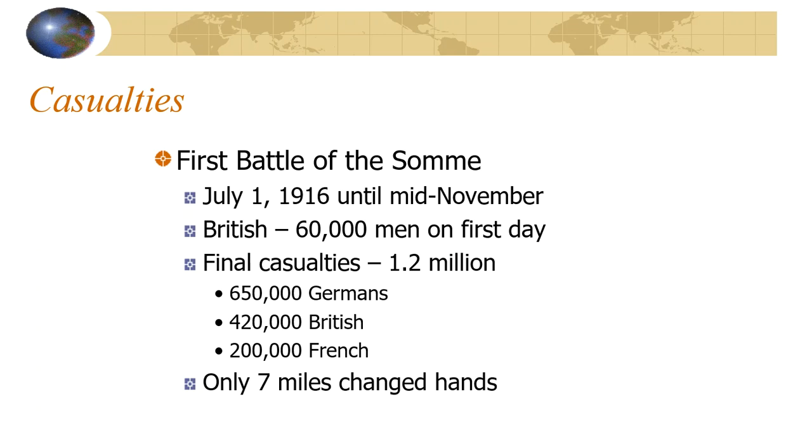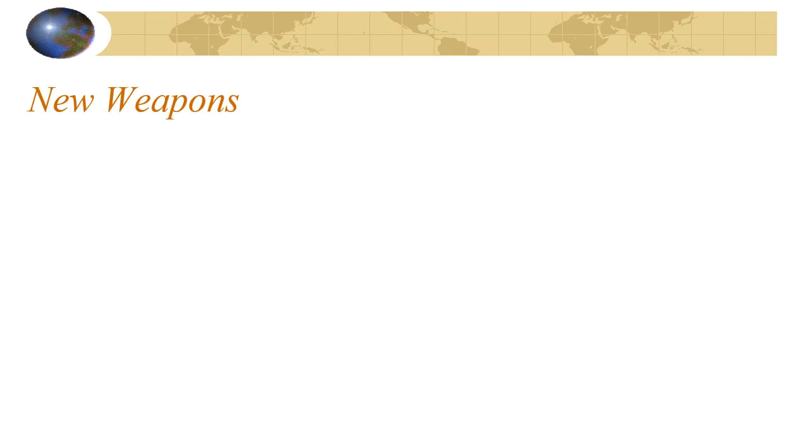650,000 Germans, 420,000 British, and 200,000 French. Only 7 miles will change hands. So if you look at trench warfare, it is very, very slow progress with incredibly high casualty rates. And as you guys know from World War I class, that's because they have all this new technology, and yet at the same time they're fighting a conventional warfare based on old strategies. So let's look at some of those new technologies, these new weapons.